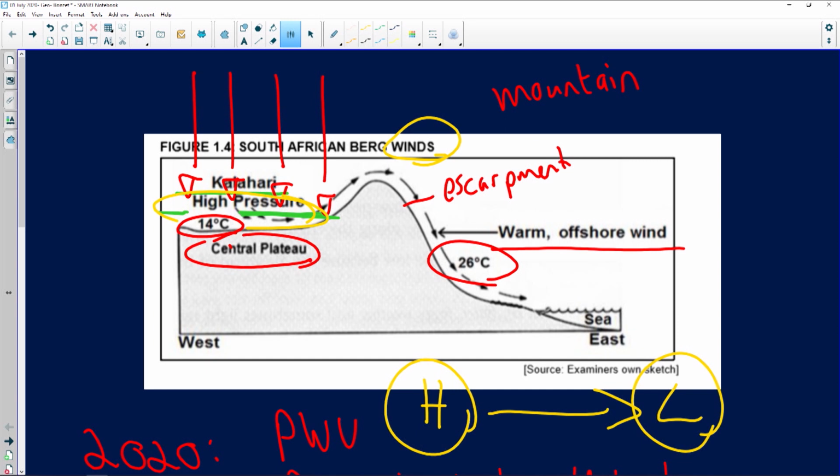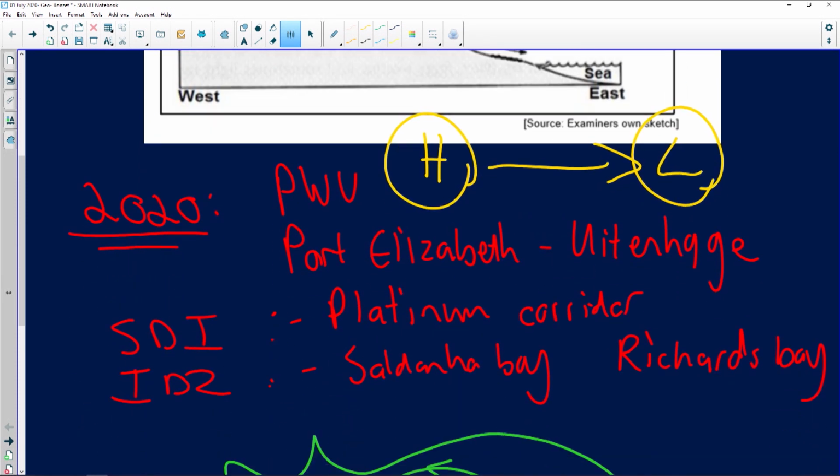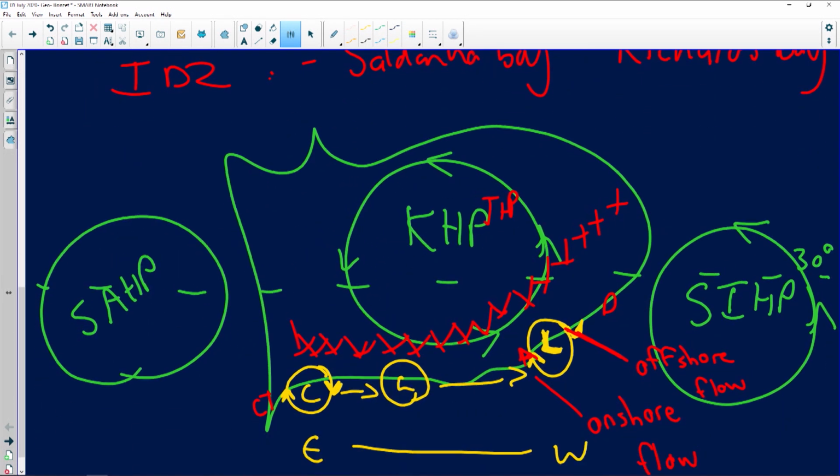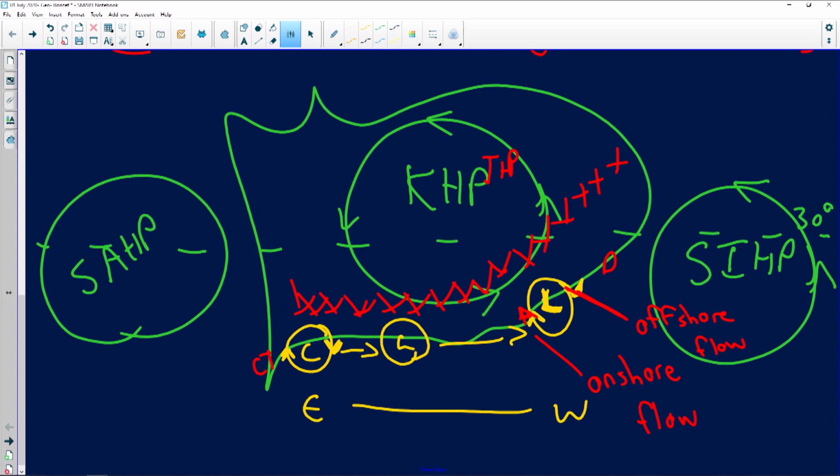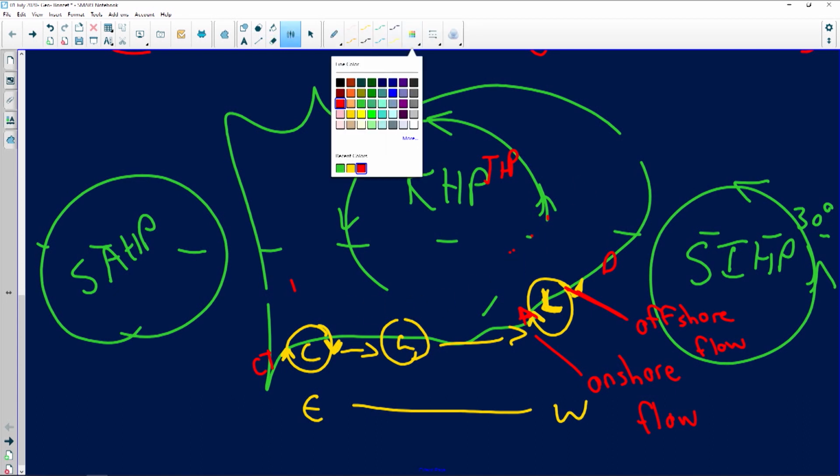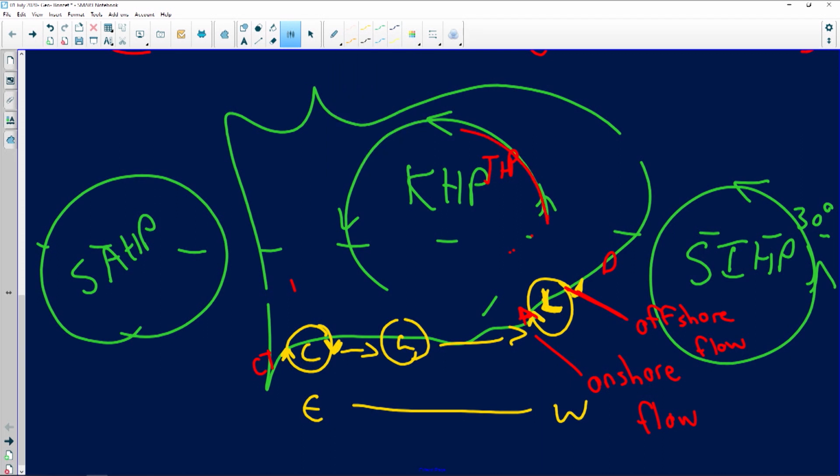Okay, offshore winds, apologies. So basically what happens, if you go back to my drawing, just kidding, no, it's not beautiful, but if we just have a look at this quickly. So we have a Kalahari high pressure system over here. It's on the top of the plateau, and we have a coastal low pressure over here.